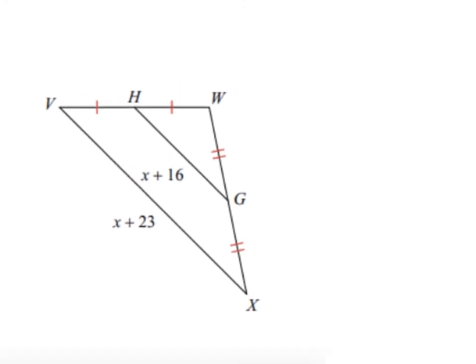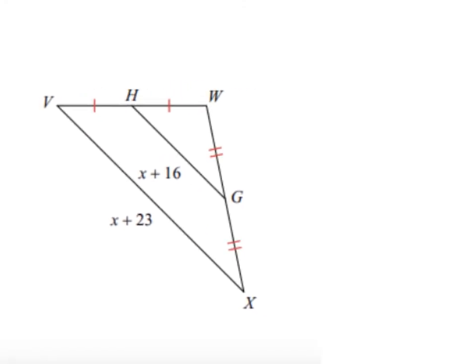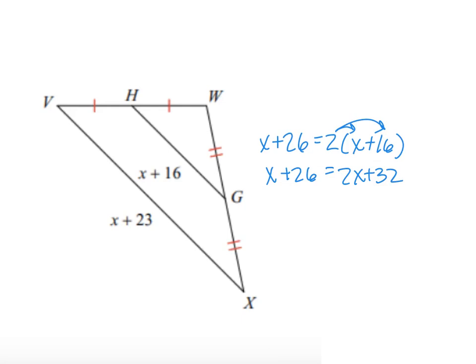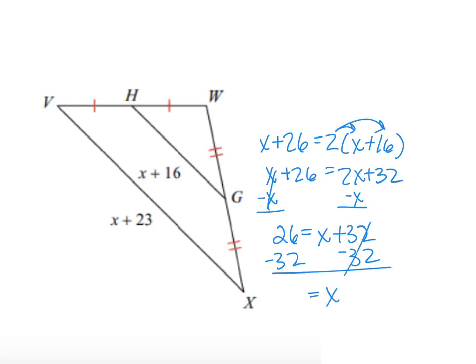And then we have our very last example here. So we have the long side of the triangle, x plus 26, and that equals 2 times the length of the midsegment. x plus 26 equals 2x plus 32. Subtract x from both sides. Subtract 32 from both sides. And once again, we have negative 6.